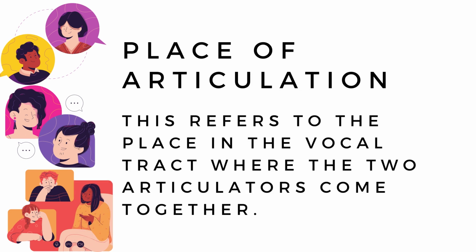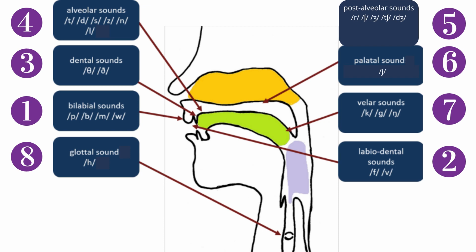The next classification for consonant sounds is the place of articulation. This refers to the place in the vocal tract where the two articulators come together. So we have a total of 8 groups for the place of articulation. We have bilabial, labiodental, dental, alveolar, postalveolar, palatal, and your velar and glottal.